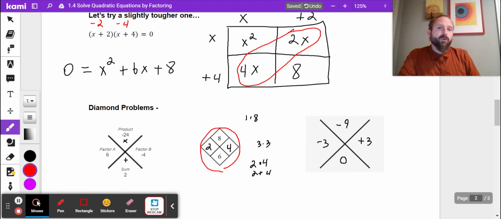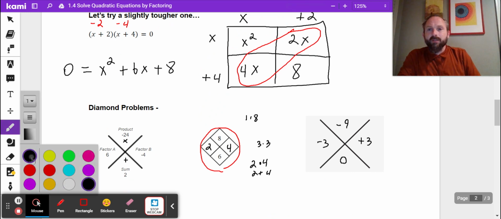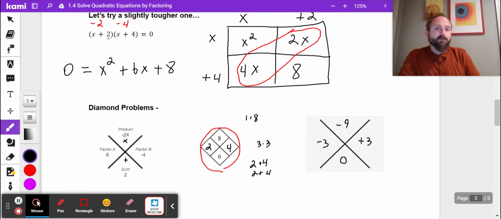Our answer 2 and 4 is literally from right here. We have a 2 right here, and we have a 4 right there. We understand that if you multiply these out, if we did the FOIL method, you understand 2 times 4 is 8. So that's this. Let's show you what that looks like.